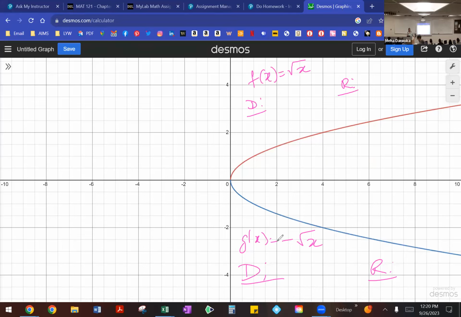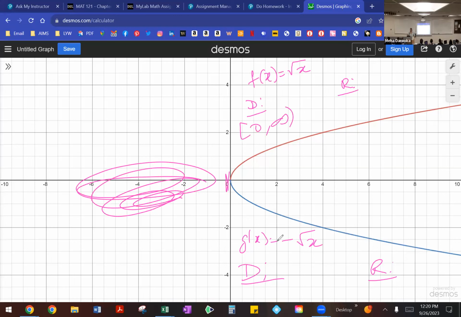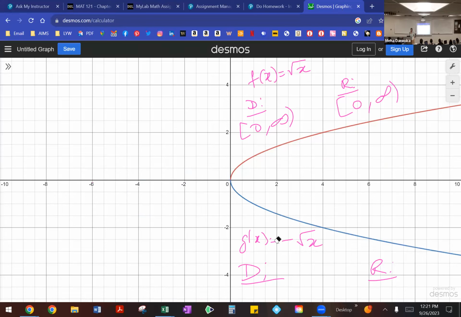So let's start with the original f of x equals square root of x, the one in red. We just did this guy, right? So what was our domain and range for this? Yeah, because there's nothing here, right? So you wouldn't have all real numbers. You're starting at 0 and going to infinity. What about the range? Yeah. All right, so how does that, or does that change when we did the reflection?